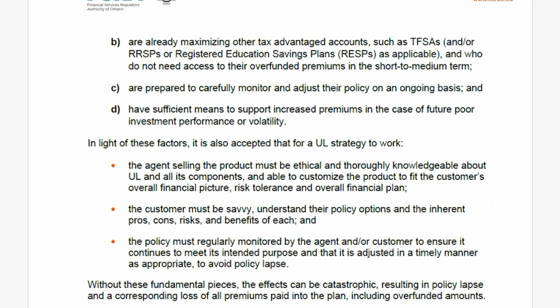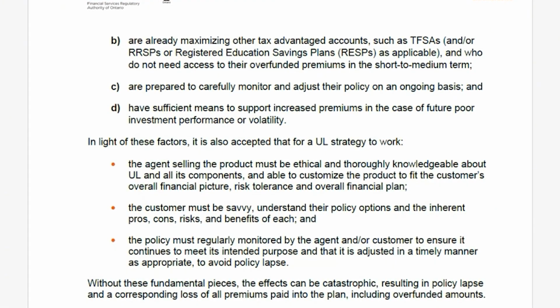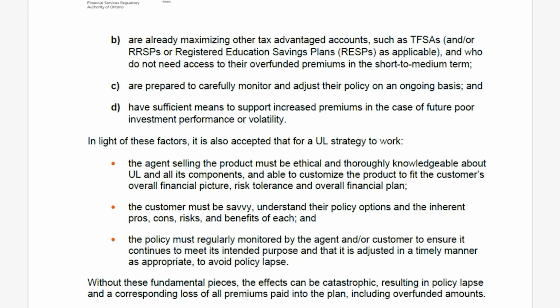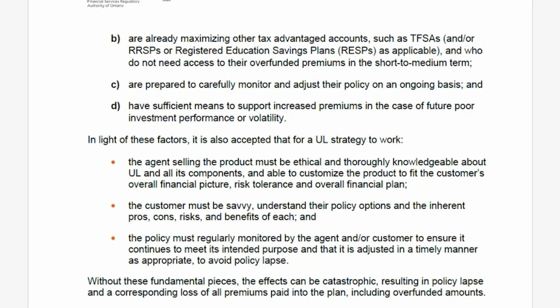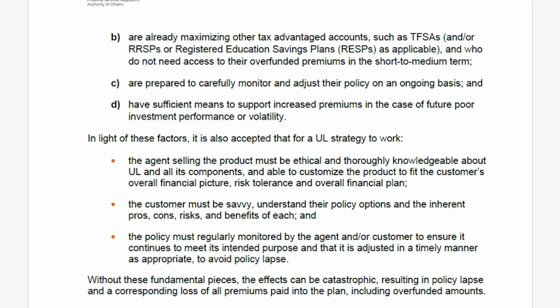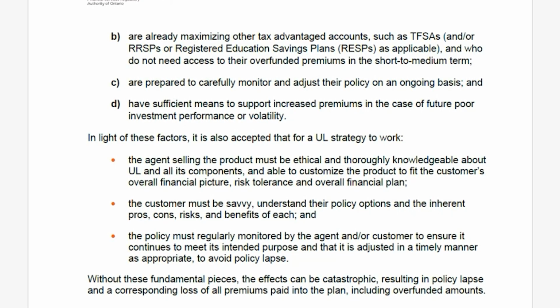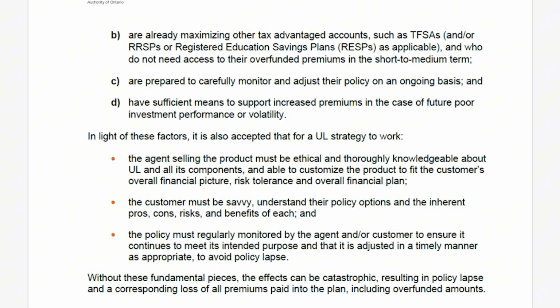Number two, the customer must be savvy, understand their policy options and the inherent pros, cons, risks, and benefits of each. And number three, the policy must be regularly monitored by the agent and or customer to ensure it continues to meet its intended purpose and that it is adjusted in a timely manner as appropriate to avoid policy lapse. Without these fundamental pieces, the effects would be catastrophic, resulting in policy lapse and a corresponding loss of all premiums paid into the plan, including overfunded amounts.